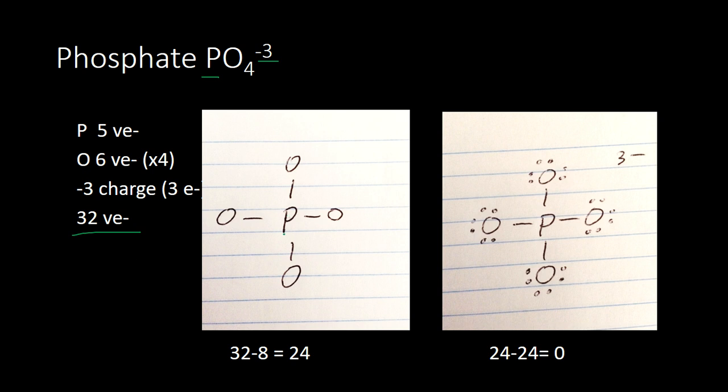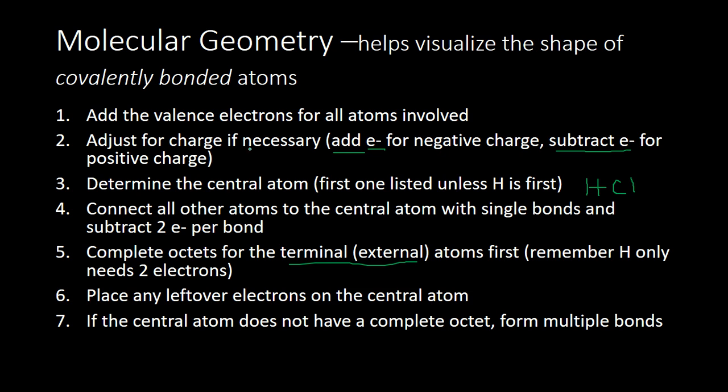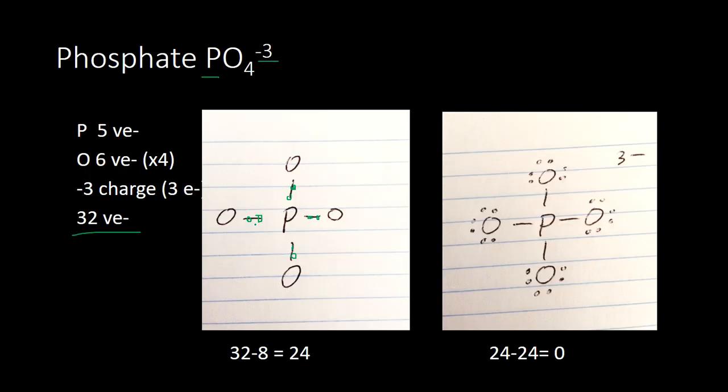First thing we do, we take our central atom and we make our single bonds coming off the central atom. Each of these single bonds is 2 electrons. So that is 2, 4, 6, 8 electrons we've already used in doing the first step. So 32 minus 8 is 24. Just to recall: add the valence electrons, adjust for the charge, determine the central atom, connect all other atoms to the central atom using single bonds. So that's the step we're up to now. Of the 32 total electrons, we just used 8 for the single bonds. That leaves us with 24 left.